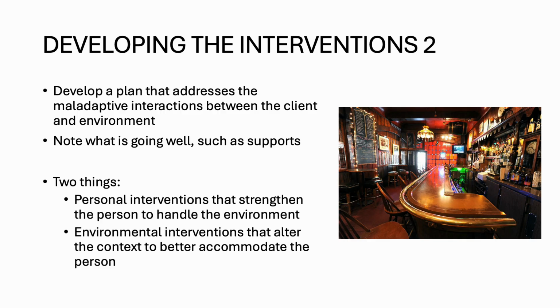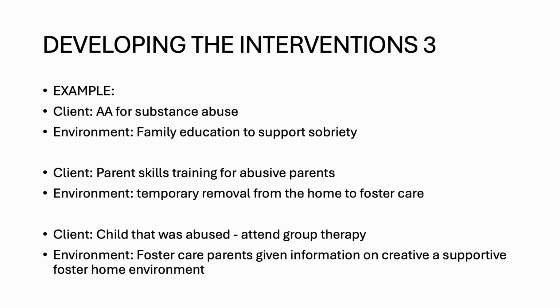So what we're talking about now is we need to also change what's going on around them if it's not healthy, right? But we do also need the client themselves to change as well. And so we'll give you some examples in the next slide. All right, so for example, the client might need to go to AA for substance abuse, but the environment also potentially needs to change as well. So that might be family education to support sobriety.